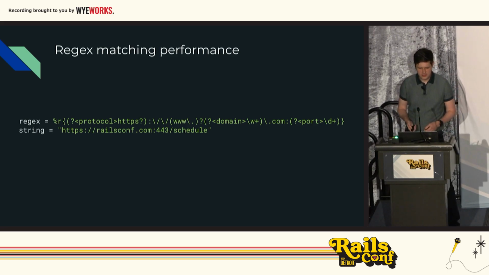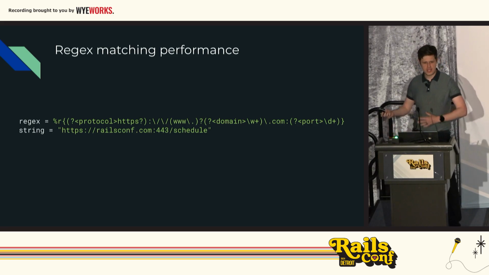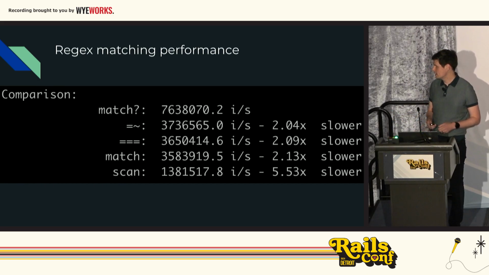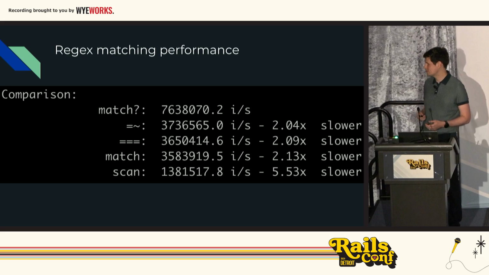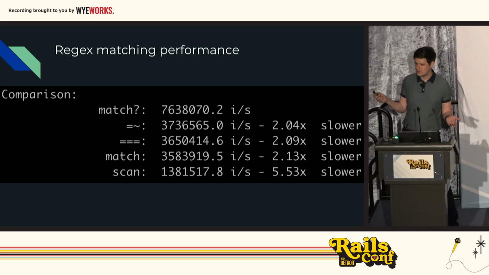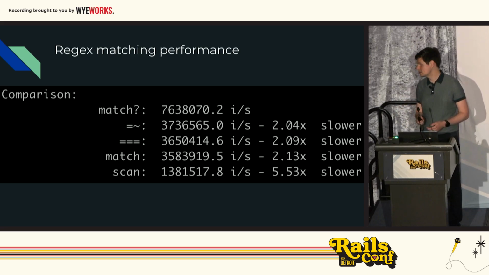Going back to our benchmarking, if we have a regular expression that's got a bunch of capture groups meant to capture different parts of a URI, and then we have the RailsConf schedule link, if we look at the different options, our match, our equals tilde, etc., we can see that there's some differences. Match question mark seems to be a good bit faster, scan a fair bit slower than the others, but again, still quite a few number of iterations per second. So hopefully won't matter too much to the overall performance of our application. And what's interesting here is that you can see the one that is fastest is the one that had the least side effects.